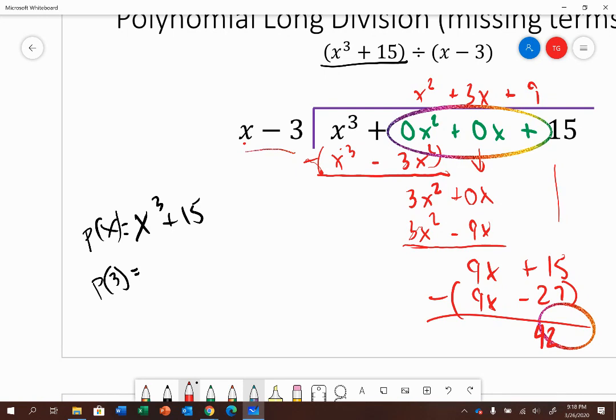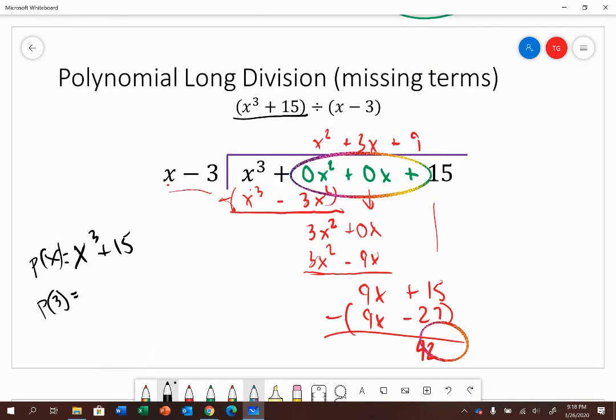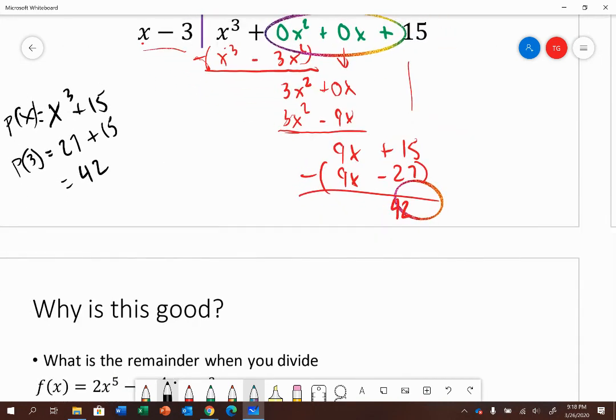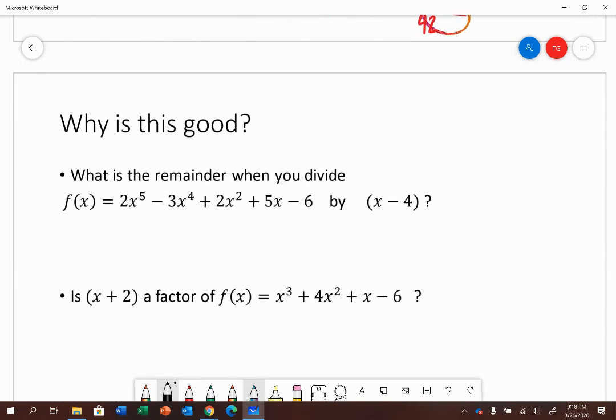And so then if we plug in p of 3 over here, we would have 27, which is 3 cubed, plus 15, or again, we'd have 42, which is, of course, the answer to everything. So why is this useful to us? Well, it helps us from having to do horrible long division problems.